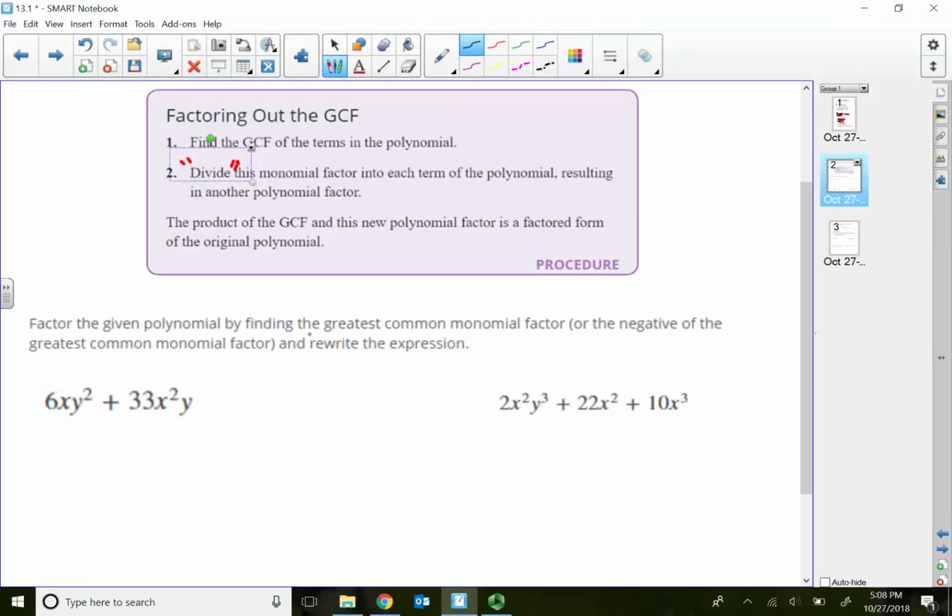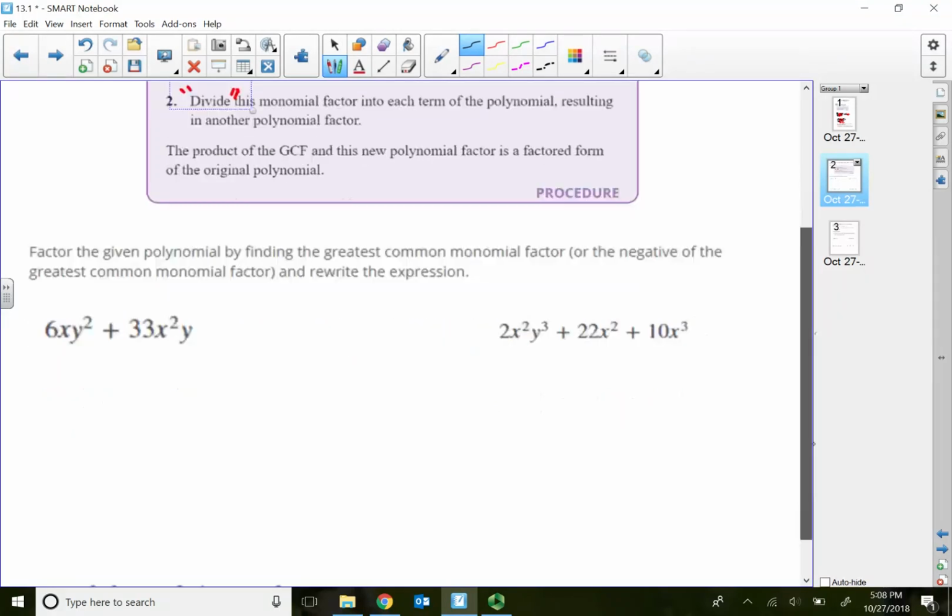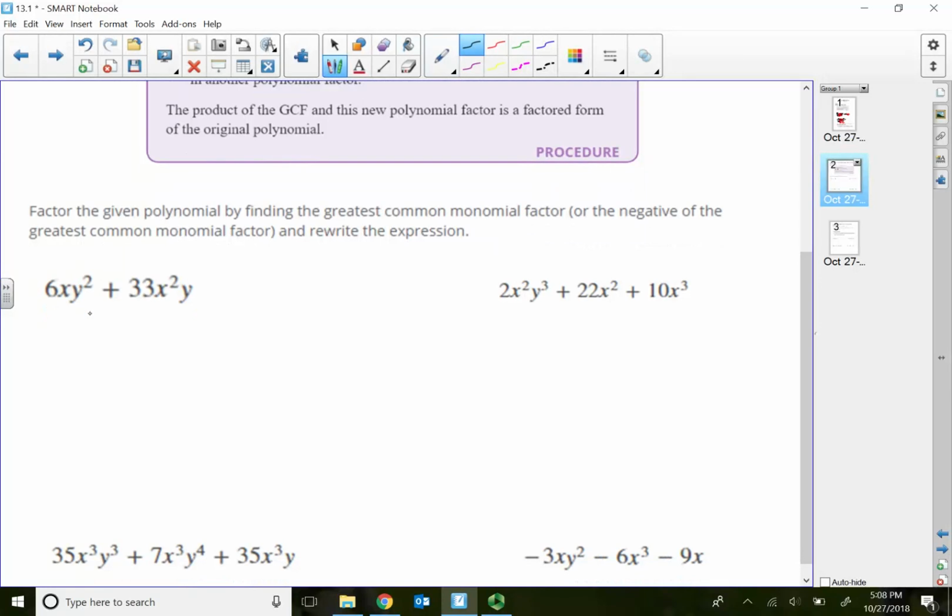Factor the given polynomial by finding the greatest common factor, and rewrite the expression. So this polynomial has two terms. Number first, then we do variable. Between 6 and 33, what's my greatest common factor? That has to be 3, right? Because 3 can go into both 6 and 33. For the variable, x is repeated between both terms, choose the smallest exponent, which is x. Y is repeated between both terms, choose the smallest exponent, y. So that means 3xy has to be my greatest common factor.